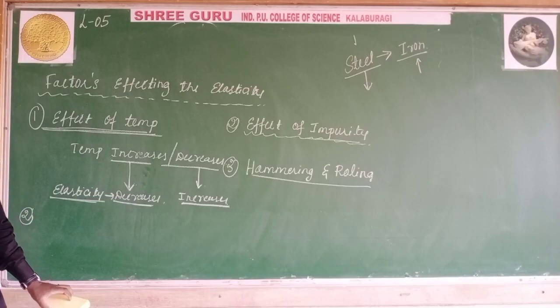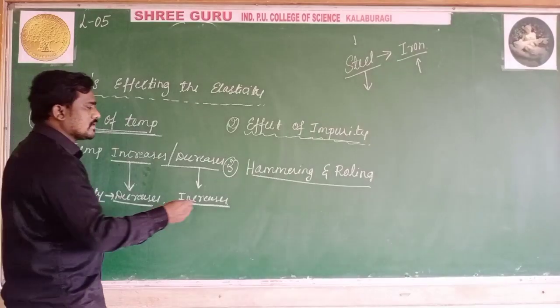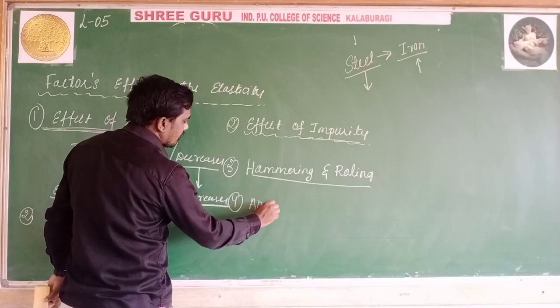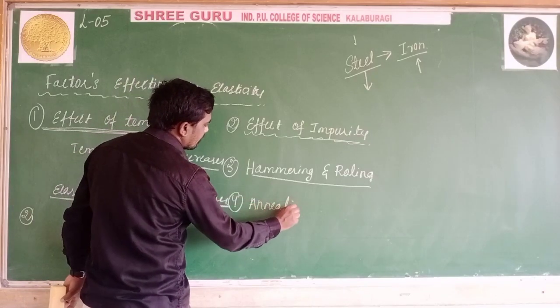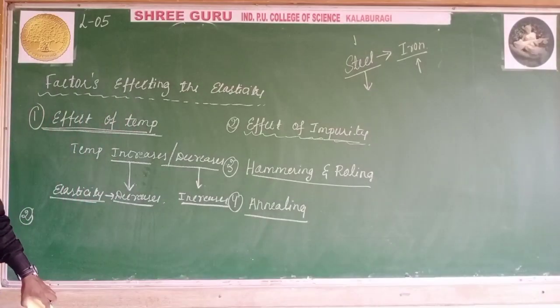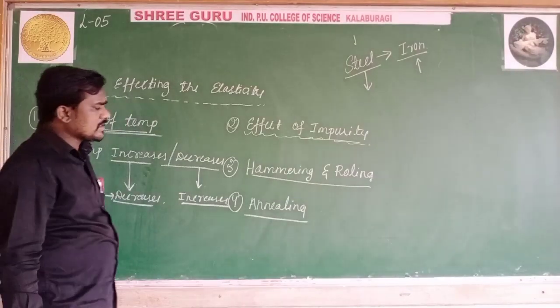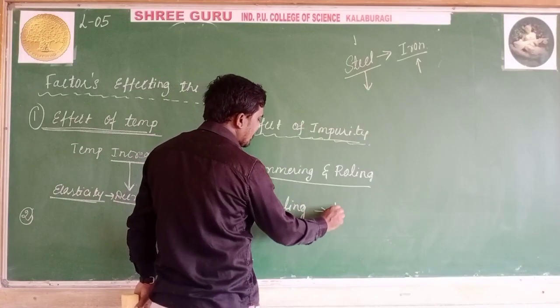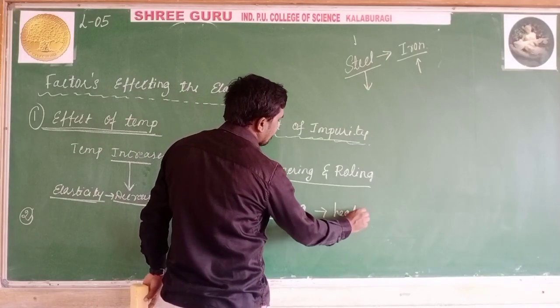And the last one is the annealing process, the process by which heating changes the material's elastic properties. Annealing is the process in which the material's elasticity is changed by heating.